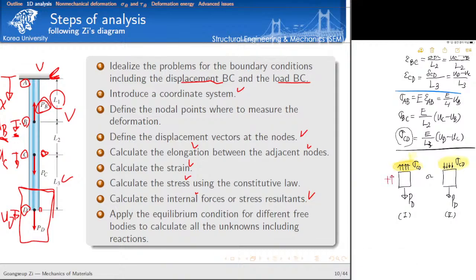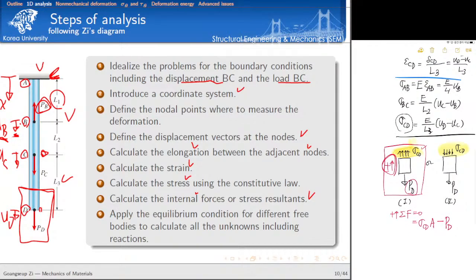So I want to consider a local coordinate system. Let's check the force equilibrium. The sum of all the forces in the vertical direction is equal to 0. So here it follows the positive direction, sigma CD times the cross-section area. I want to consider the same cross-section for simplicity. And then according to this local coordinate system, the external force in the negative direction, so PD, is equal to 0. So here we can easily conclude that sigma CD is equal to PD divided by A, okay?